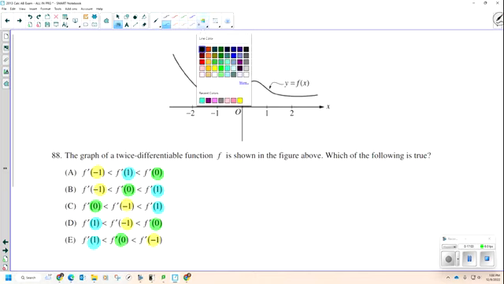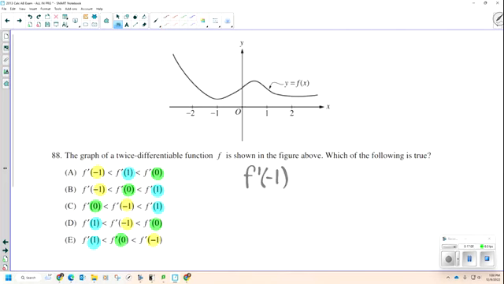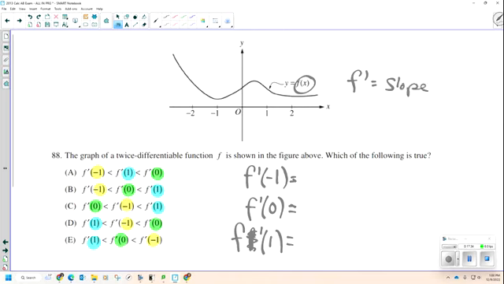Okay, so I'm going to compare the derivative at -1, the derivative at 0, and the derivative at 1, okay? The derivative at 1. Okay, I got to slow down sometimes. All right, so I don't have any coordinates. I don't have an equation. But what I do know, if this is f, the derivative is the slope of f.